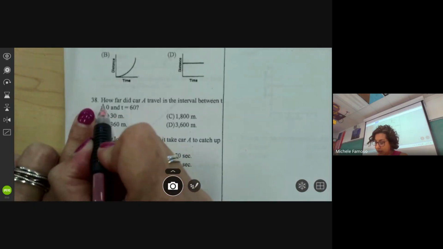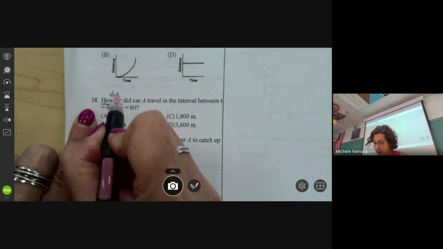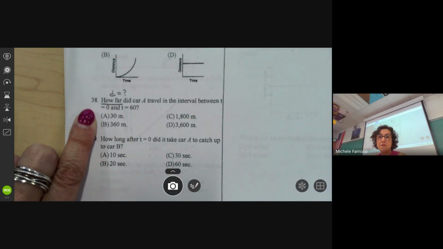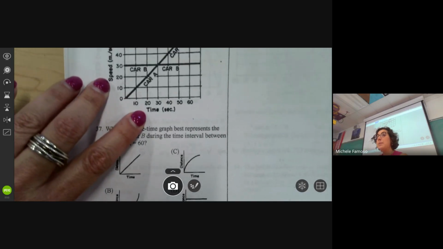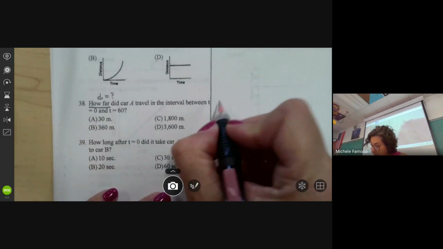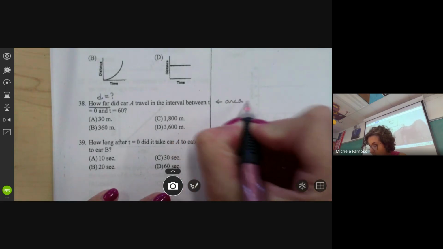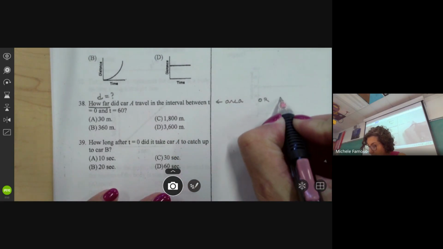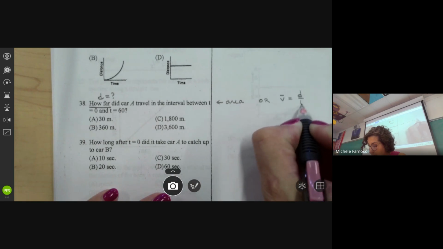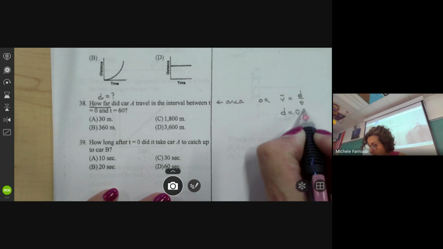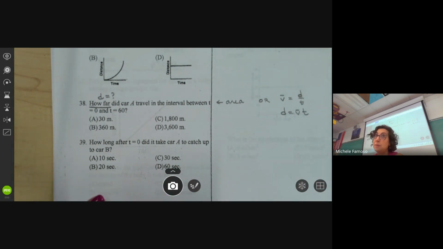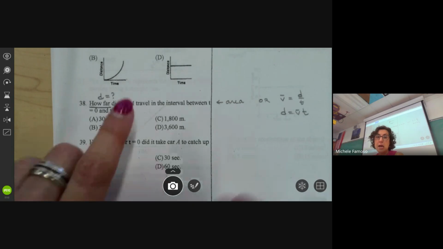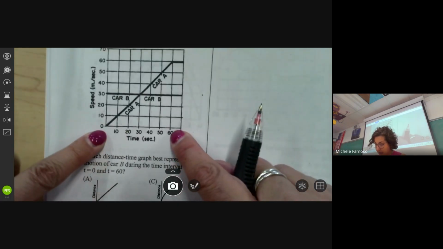Okay, so this question's asking you how far something traveled. That means the distance. How far did it travel? Now, the kind of graph you have is speed time. The way you get a distance is either by looking at the area or by using average speed as distance over time. So distance is average speed times time, one or the other. I'm going to do it both ways, so you can see it both ways. I'm going from 0 to 60 seconds. Here's 0, here's 60. This is car A.